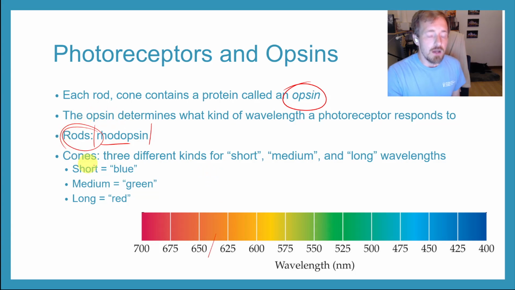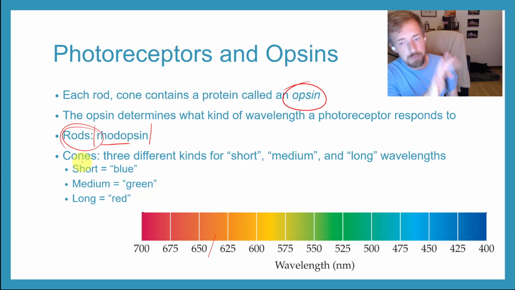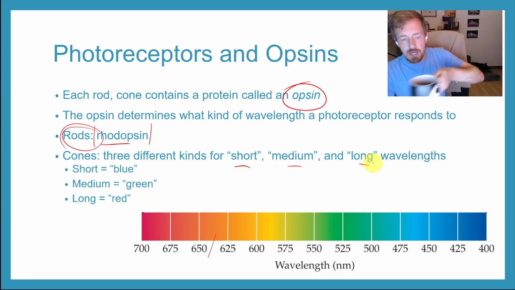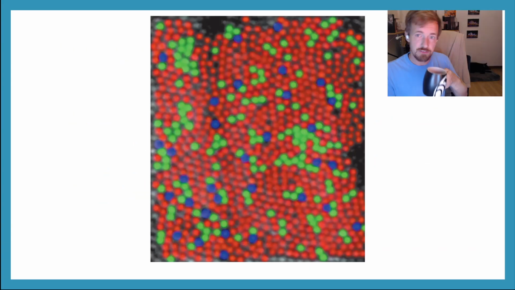Cones are a little bit more complicated because they can fall into one of 3 different types of cones: a blue cone, a green cone, and a red cone. And we'll talk more about that in color vision, because depending on whether they see the short wavelengths, the medium wavelengths, or the long wavelengths, that can actually tell us what colors they are able to perceive or detect, I should say.